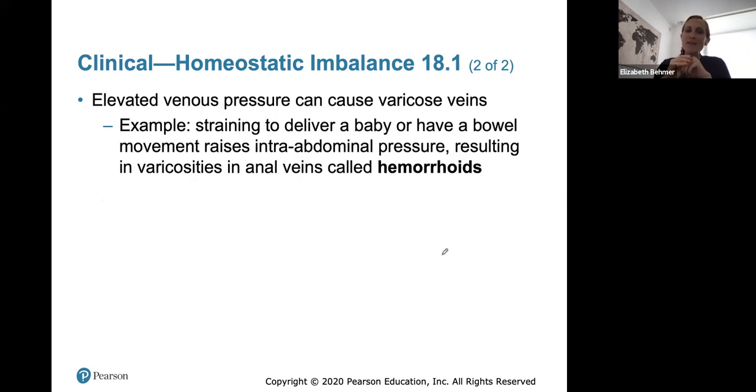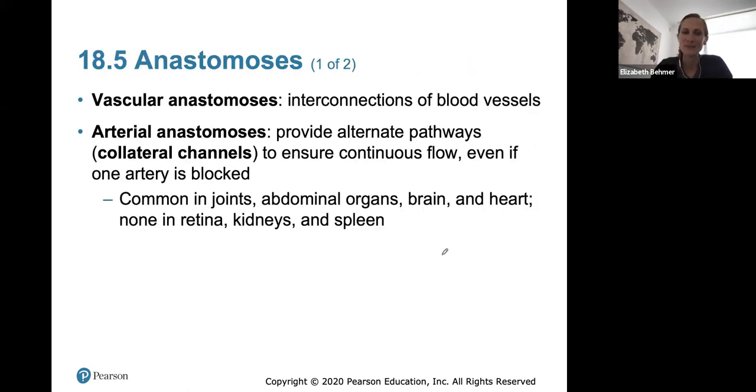Elevated venous pressure can also cause varicose veins, such as straining to deliver a baby or having a bowel movement. This causes intra-abdominal pressure, resulting in varicosities in your anal veins, which can cause hemorrhoids, which can be painful as well. A couple other words, again, I don't highlight things here, but I include them to give you a little bit of background.